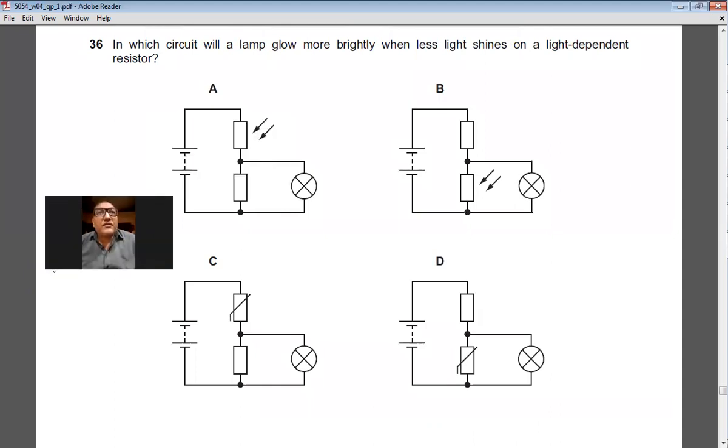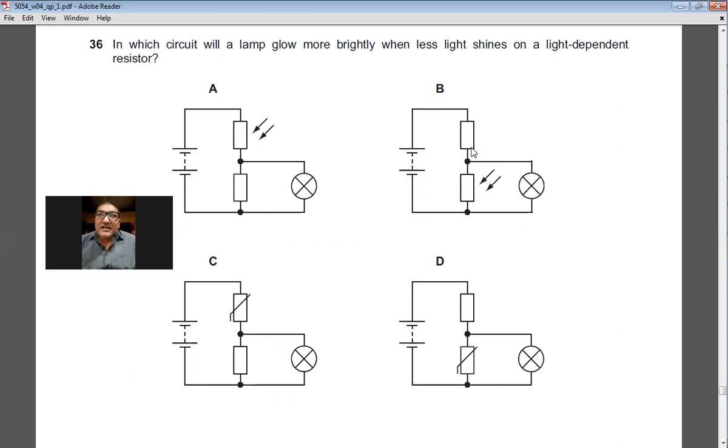Okay, here we have: in which circuit will a lamp glow more brightly when less light shines on a light-dependent resistor? So LDR, light-dependent resistor: when there is less light, the resistance will increase. If here the resistance of the LDR is R1, R1 will become larger, R2 will remain constant. So the V out on R2 will be less, so the brightness will be less. Okay.